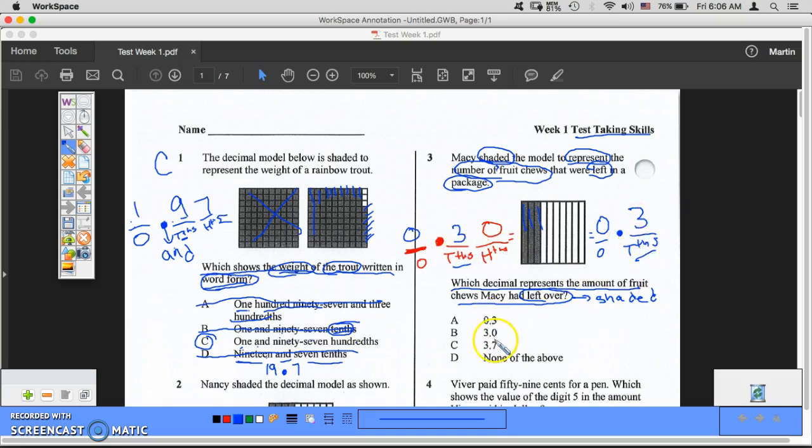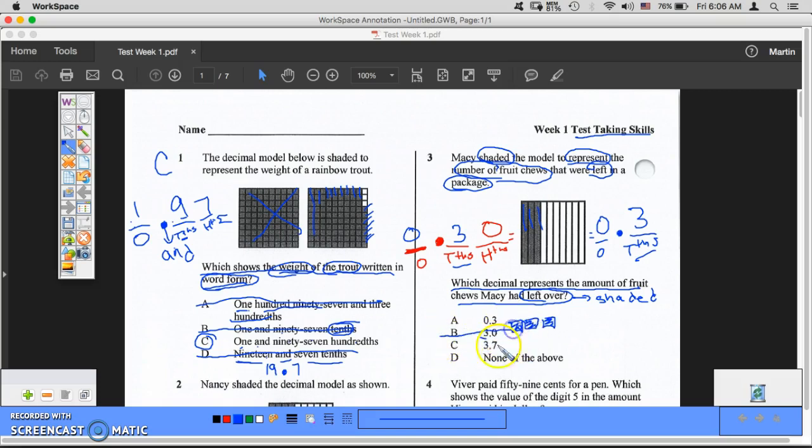3/10. So if I look over here, I can get rid of silly answers. Letter B. This is not 3/10. Look where the 3's at. It's in the ones place. That means you have 3 whole groups shaded in fully, like $3.